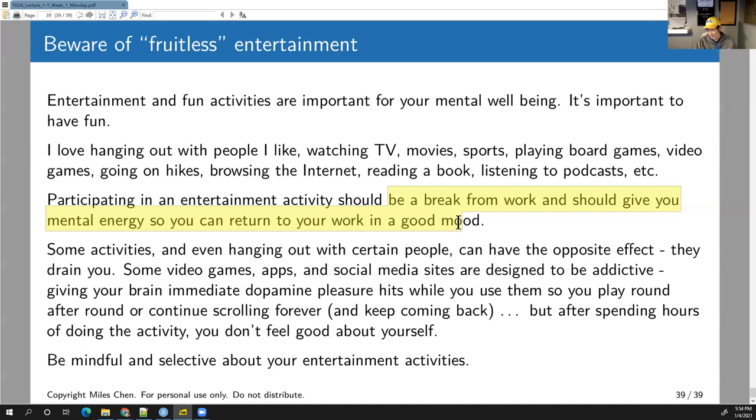And yeah, data scientists did this. People have studied how to make things addictive because it can make them money. If something's addictive, you can make money off of that. But it's not good for your brain, okay? So I just want you to be mindful of that so that when you do entertainment activities, it actually makes you happy. Okay. All right.